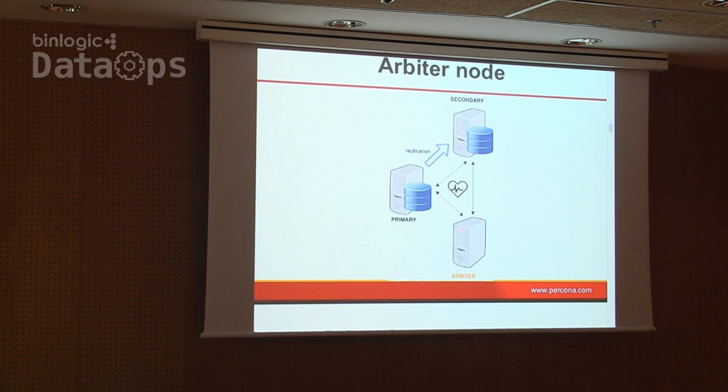In this case, the arbiter has no data, so this machine could be an inexpensive machine because it doesn't need to replicate data, but this kind of node can participate in the election to elect a new primary.